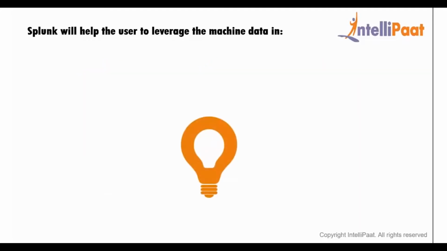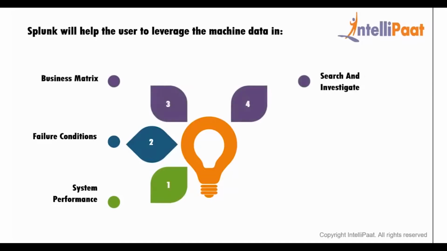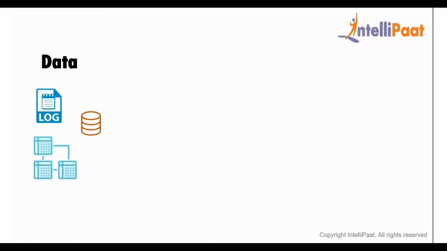Now, Splunk will help users to leverage the machine data in analyzing system performance, identifying failure conditions in the system, monitoring business metrics, searching and investigating a reason, visualizing the data and creating dashboards of results, and storing the data for future reference. Now, let us see how Splunk works. So we have data that is stored in machines, which can be in the form of logs, databases, views, or API calls.